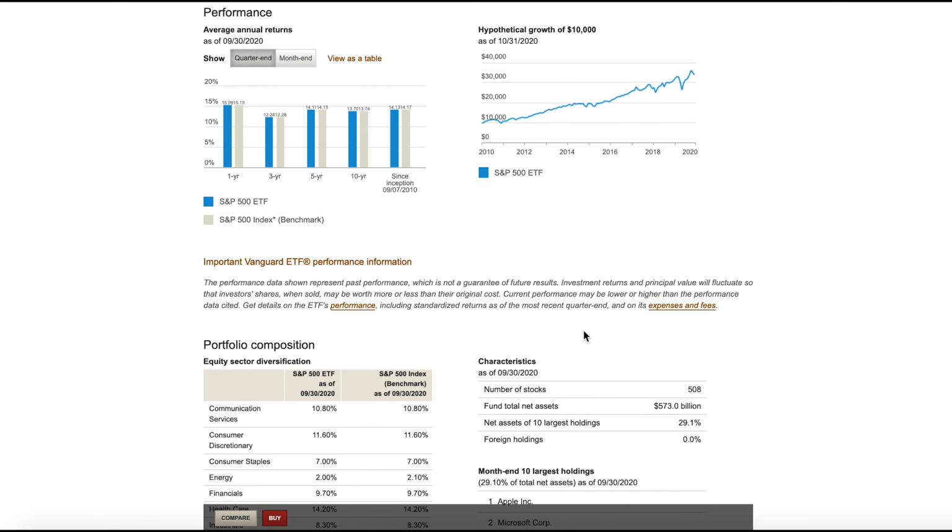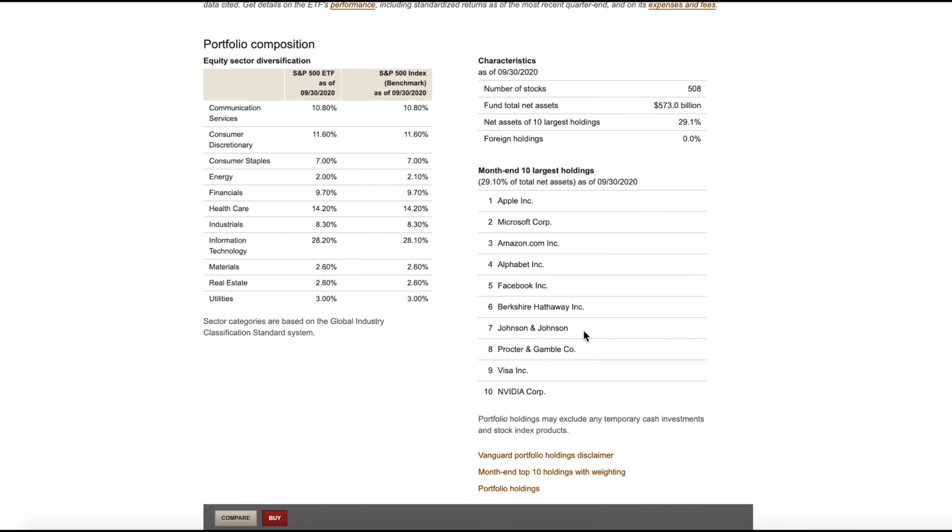If we scroll down even more, this is where it's going to show you what is actually in these ETFs. So what stocks are in there, as well as the percentages of the different sectors that are in there, if that is applicable to the ETF that you're actually looking at. So over on the right, it's going to list the 10 largest holdings, meaning the 10 stocks that make up the biggest portion of this ETF. And I'll show you on another page where it shows you how much, oh, actually it's right here. So net assets of 10 largest holdings. So that means that these 10 stocks actually make up 29.1% of this VOO ETF.